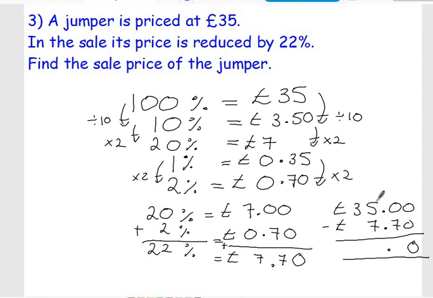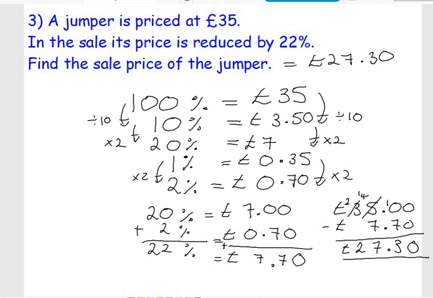0 take away 7 we can't do, so we borrow from the 5 which becomes 4, our 0 becomes 10. 10 take away 7 is 3. 4 take away 7, I can't do it, so I need to borrow from the 3 which becomes 2, and our 4 becomes 14. 14 take away 7 is 7. 2 take away 0 is 2. So our sale price equals £27.30.